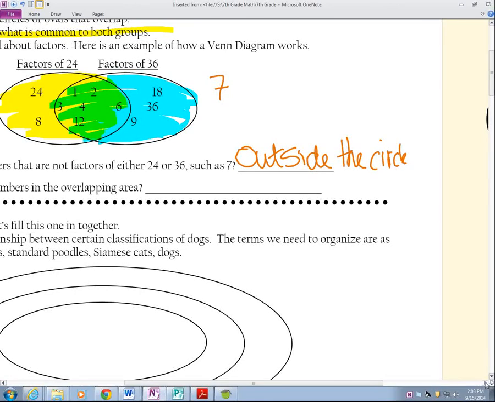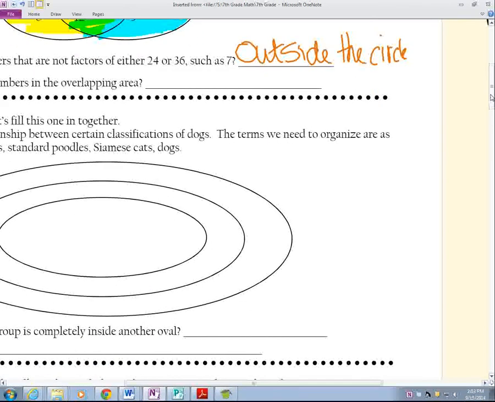And then it says, for the second part, what is special about the numbers in the overlapping area? What's special about them? They're factors of both of the numbers. Good. Factors of both numbers. So would it be safe to say they're common factors?